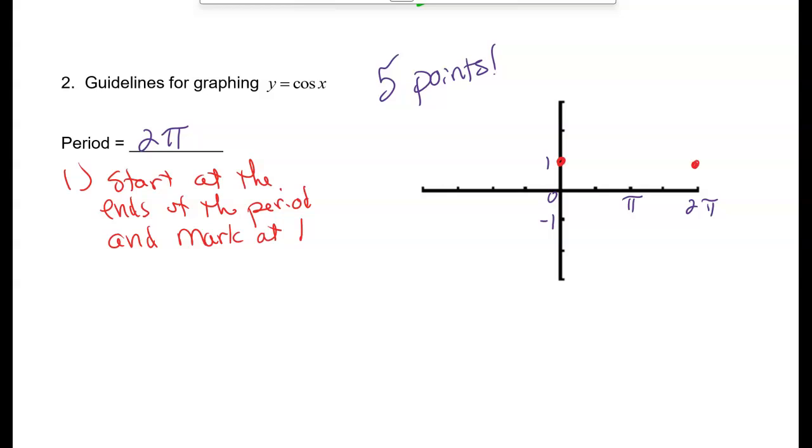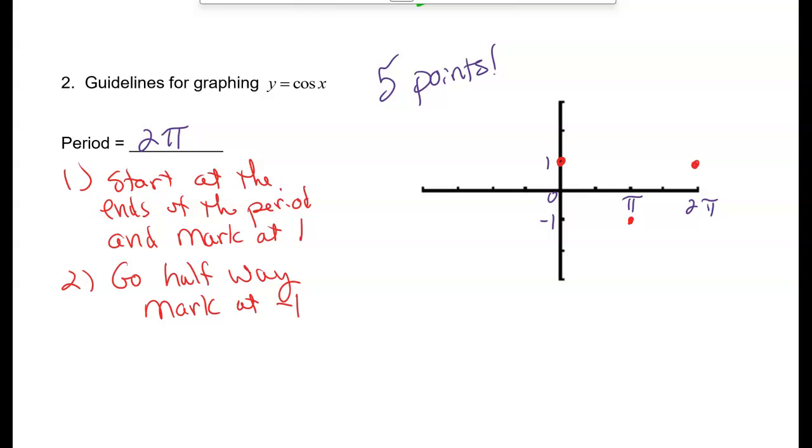Now, what did I tell you to do on sines? Go where? After I mark the ends, we always go what spot? All right, so the same thing here. Go halfway and mark at what value though? -1. So just halfway between our endpoints, we're going to go the opposite direction and go -1.